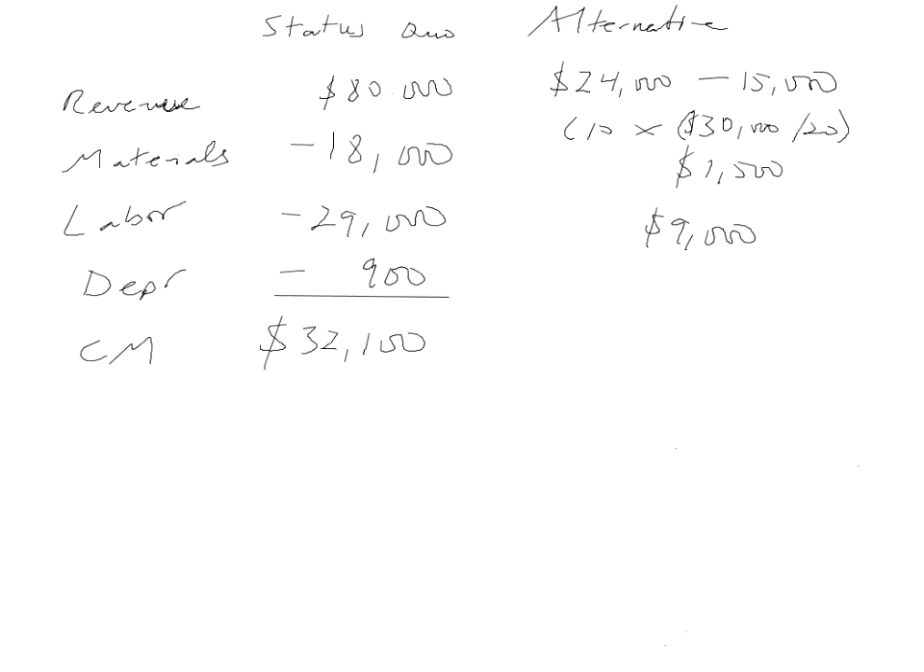All right, so again, our special order is going to bring us an additional $24,000 in revenue, but we're going to lose $15,000 of revenue because we're not going to produce 10 of these dresses, and each one of these dresses is $1,500. So for revenue, the difference is going to be an additional $9,000 in revenue.